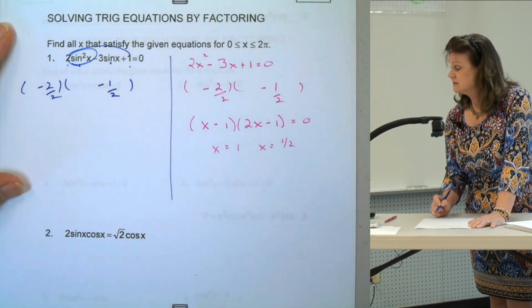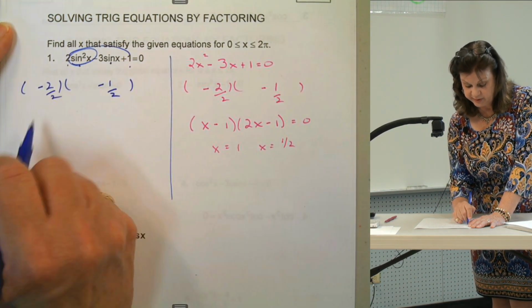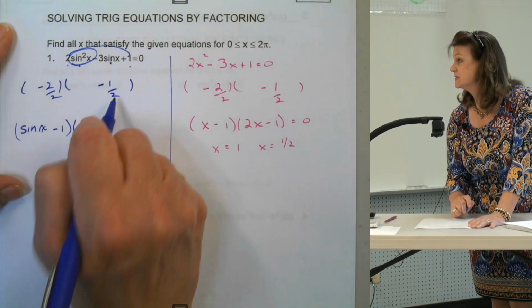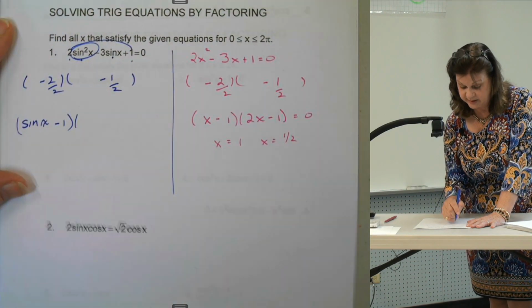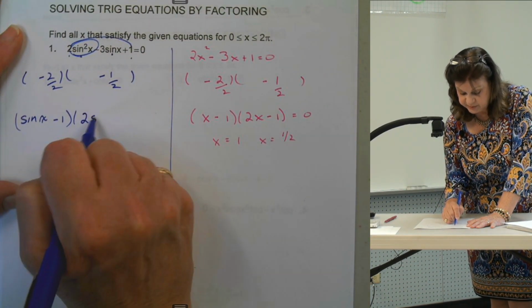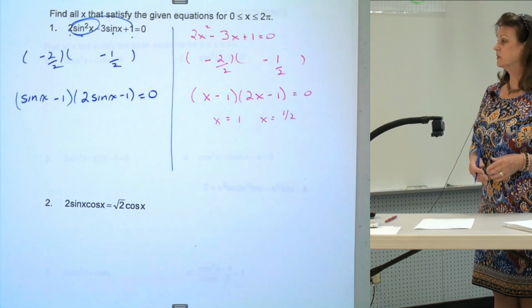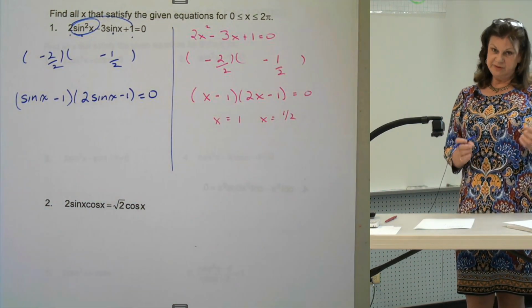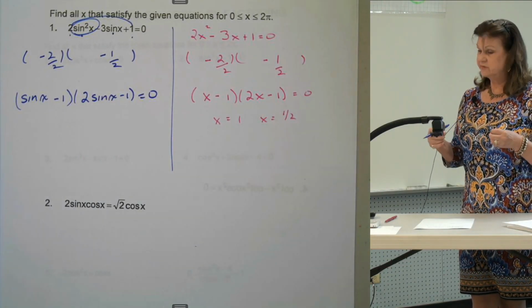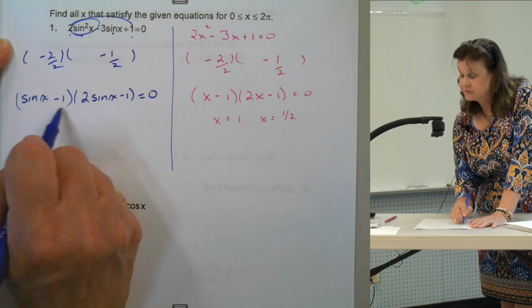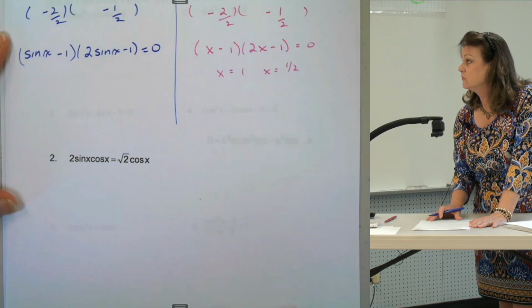The only difference is this time, instead of x minus 1, you're going to have sine x minus 1. And here, instead of 2x minus 1, you're going to have 2 sine x minus 1 equals 0. So there you've exposed the 2 factors. The difference is we're going to have to find out where this is true, so you're talking about a little bit of sine inverse here. My first factor: sine x minus 1 equals 0.